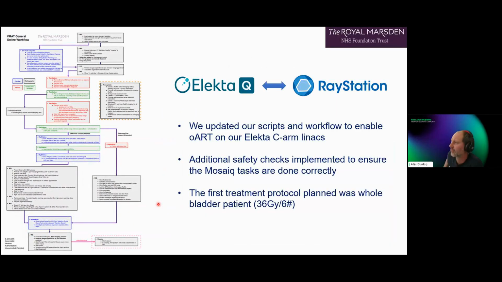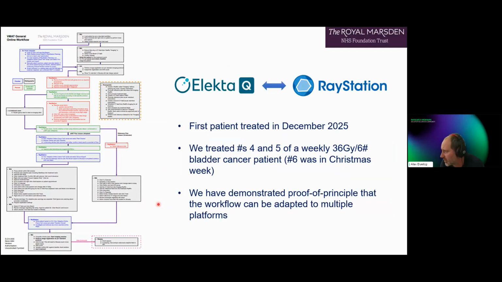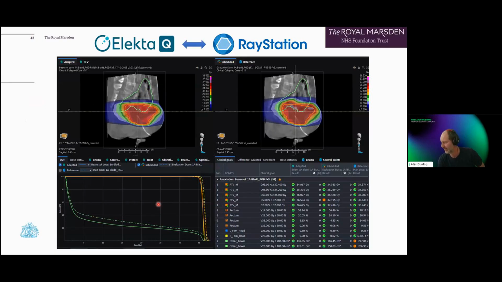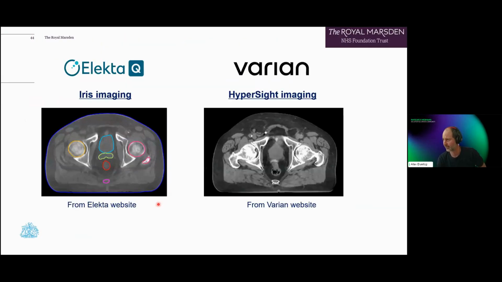And so this is our workflow for Elekta C-arm with RayStation. We had to put in some extra safety checks to ensure that those mosaic tasks were done correctly. The first treatment protocol we planned to use this on was a whole bladder, where we thought the image quality was enough. We actually treated a patient in December 2025, thereby demonstrating proof of principle that the workflow can be adapted to multiple platforms. And there's an example of one of the fractions that we treated.